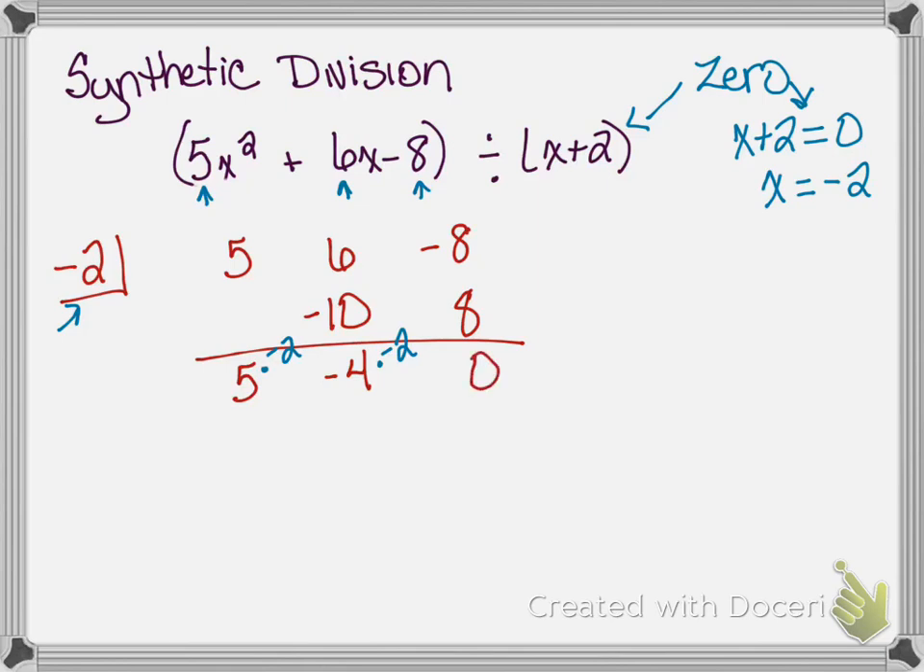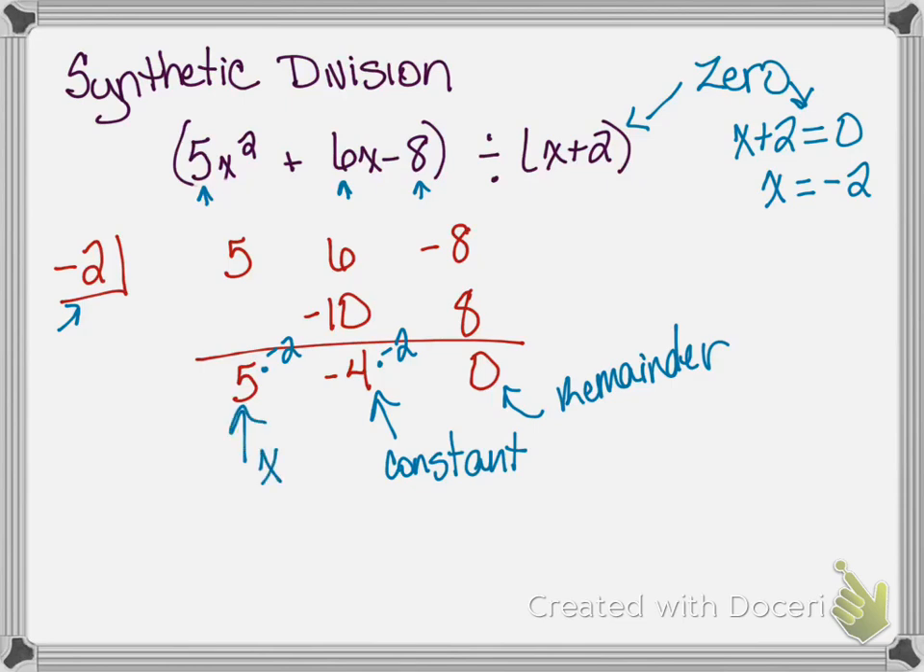So what I am left with now, this is my remainder. This is my constant. Constant means there's no x associated with it. And this is my x term. So I rewrite this as 5x minus 4. And is there a remainder? I have no remainder. So this is my final answer. And that is synthetic division.